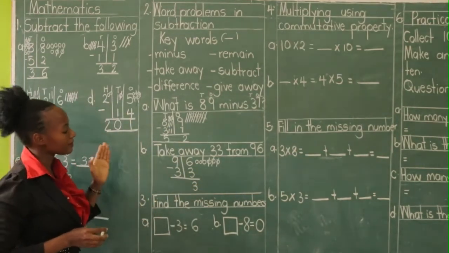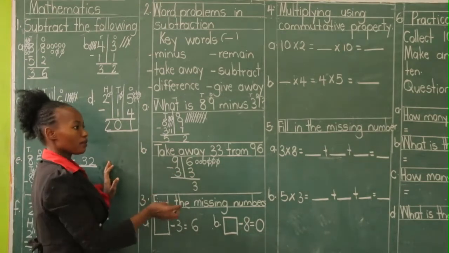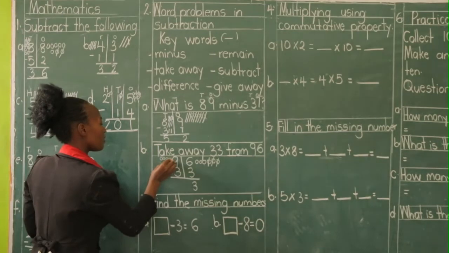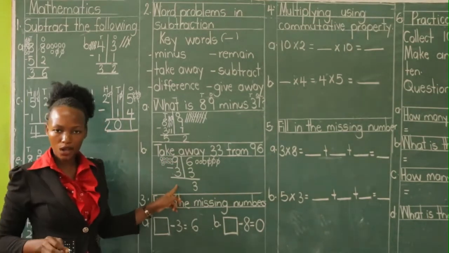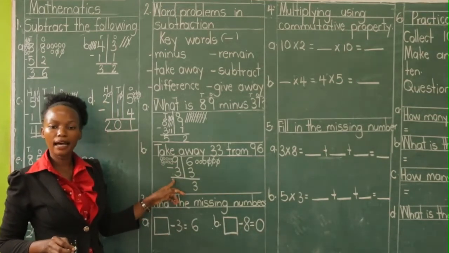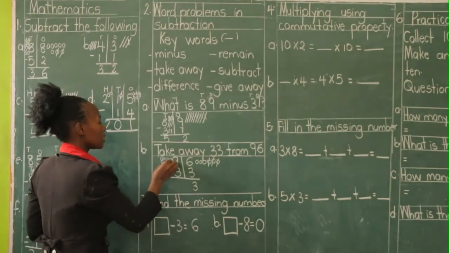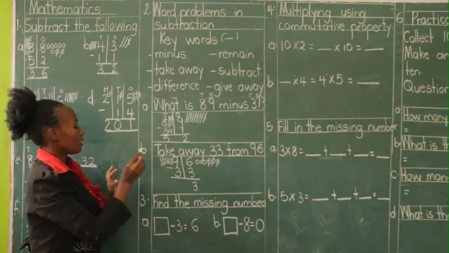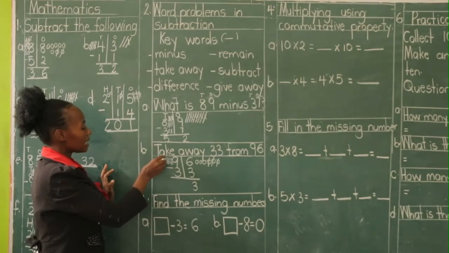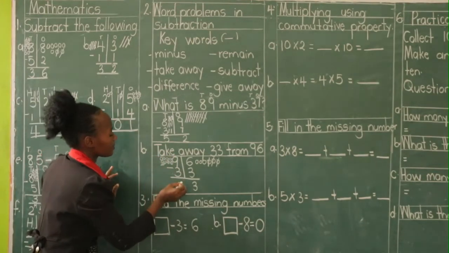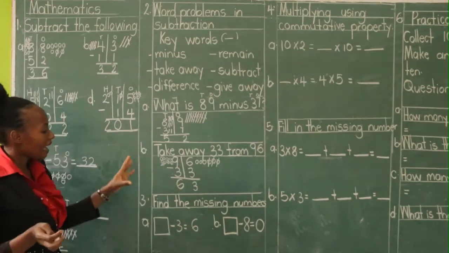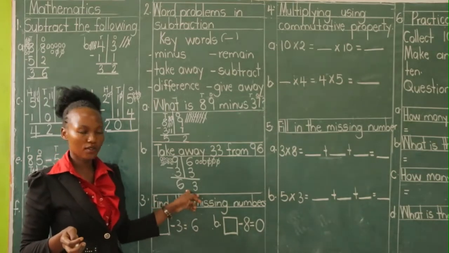Then we come to tens. 9, take away 3. We draw 9 balls: 1, 2, 3, 4, 5, 6, 7, 8, 9. We cross out 3: 1, 2, 3. We count the remaining balls: 1, 2, 3, 4, 5, 6. Now, when we subtract 33 from 96, our answer is going to be 63.